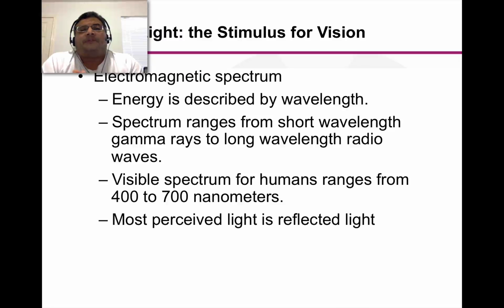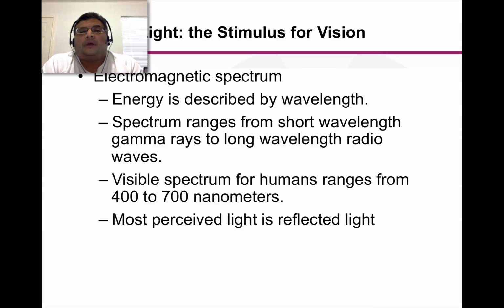Inside that spectrum is a range where humans are able to detect the energy. That range in the electromagnetic spectrum is what we refer to as the visible spectrum. The wavelength is about 400 to 700 nanometers, which is very small. A nanometer is a very small unit of length. But any electromagnetic energy that's between 400 and 700 nanometers is what we perceive as light, the different colors of light.